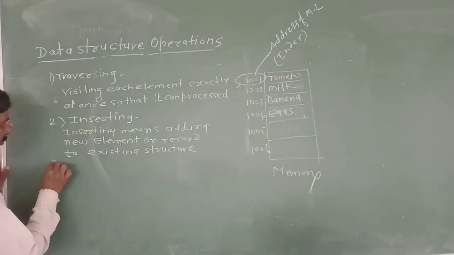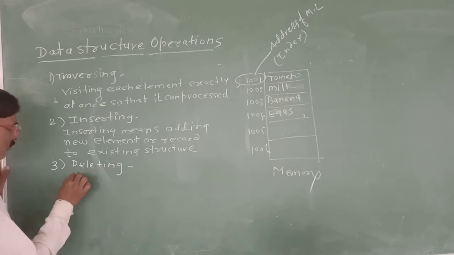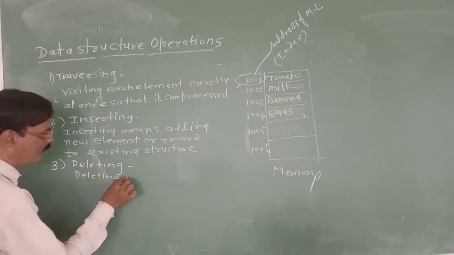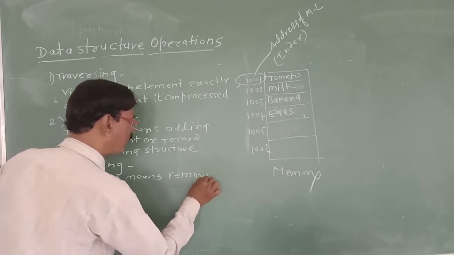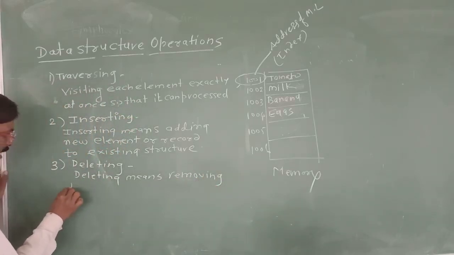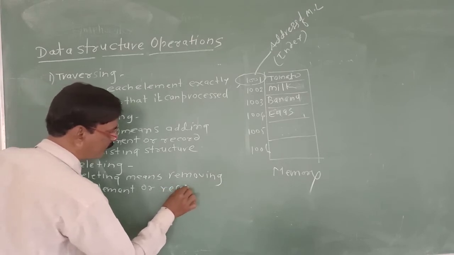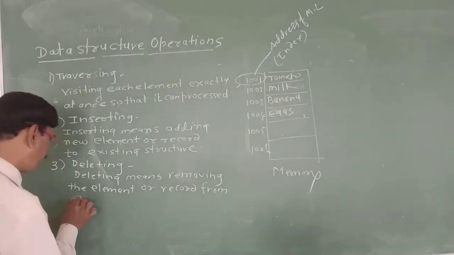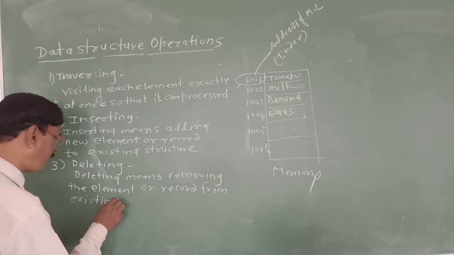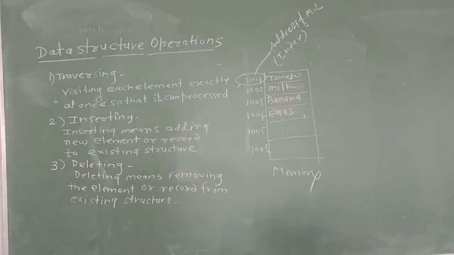So deleting means removing the element or record from the existing structure, the structure in the words data structure. Now we have seen 3 operations.